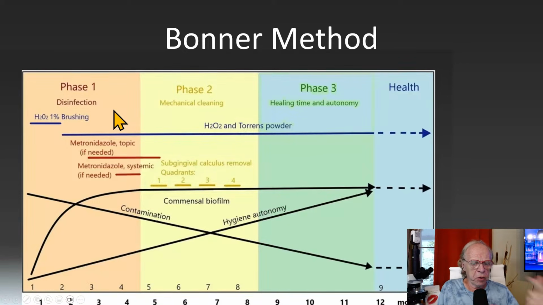Remove bacteria, remove parasite, remove white blood cell. Okay, so this technique we use hydrogen peroxide 1% for brushing, and then after 1 month, 2 months, up to 12 months, we use Torrance powder. Torrance powder application on the gum line.